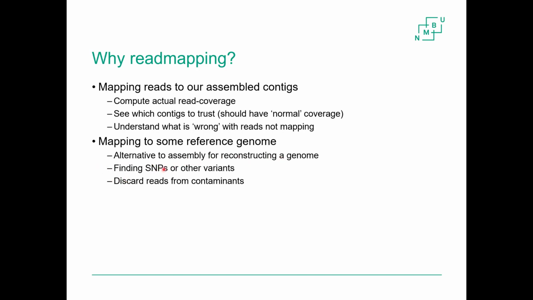You can also use it to find SNPs or other variants. We will have a short look at that in this course. So again, this is more popular for eukaryotes, I would say, but it's also possible for prokaryotes. And of course, we can discard reads from contaminants. That's what I mentioned in the previous slide. We are actually interested in the reads that don't map to some genome, if this genome represents a contaminating organism. And this is only really valid for metagenomes. We will come back to that.